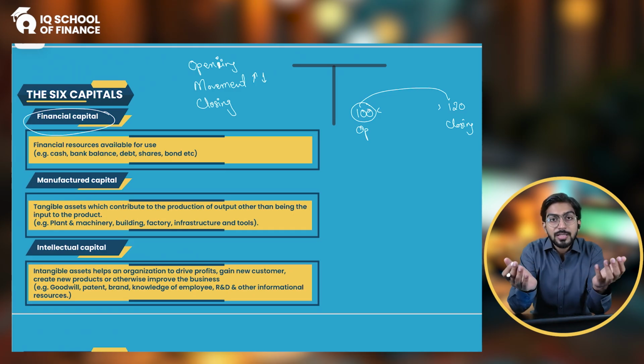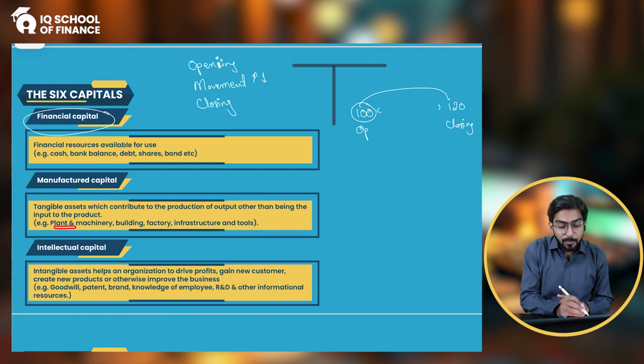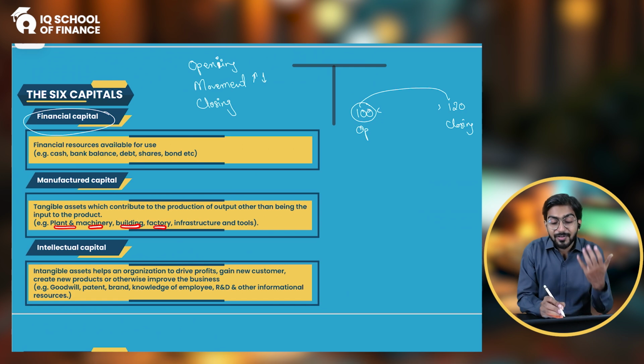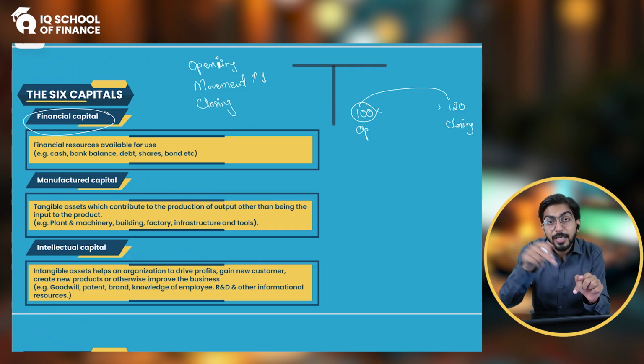If you have made some plant, some machinery, some website, these are helping you to provide the outputs. So again, website is intangible, so I'm not talking about it, right? So these are not becoming part of the input, but they are helping you to generate the output, right? And these are your manufacturing capitals. What they include: for example, plant and machinery, building, factory, infrastructure, your tools. They are used for production, not in the production.